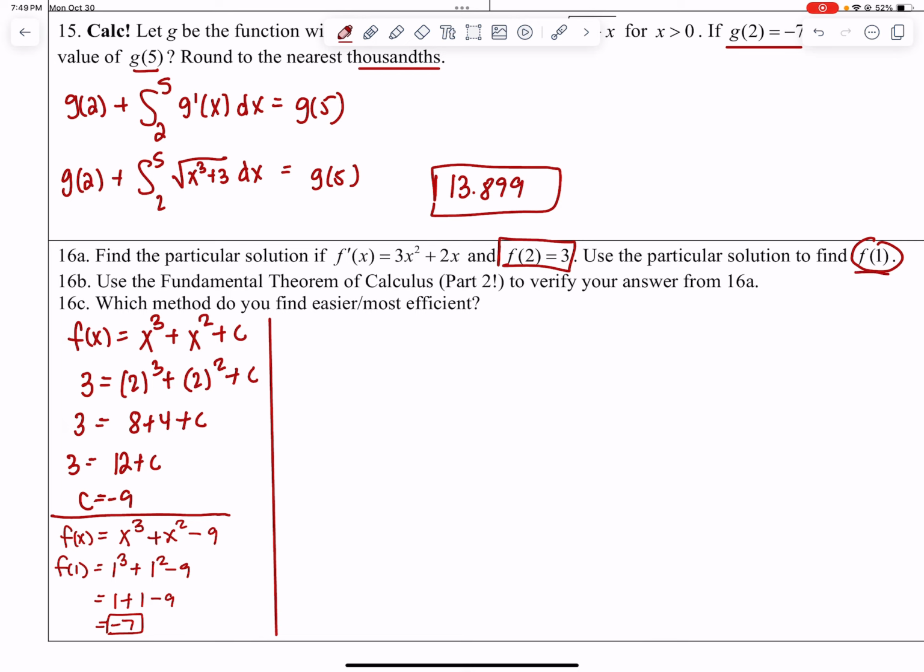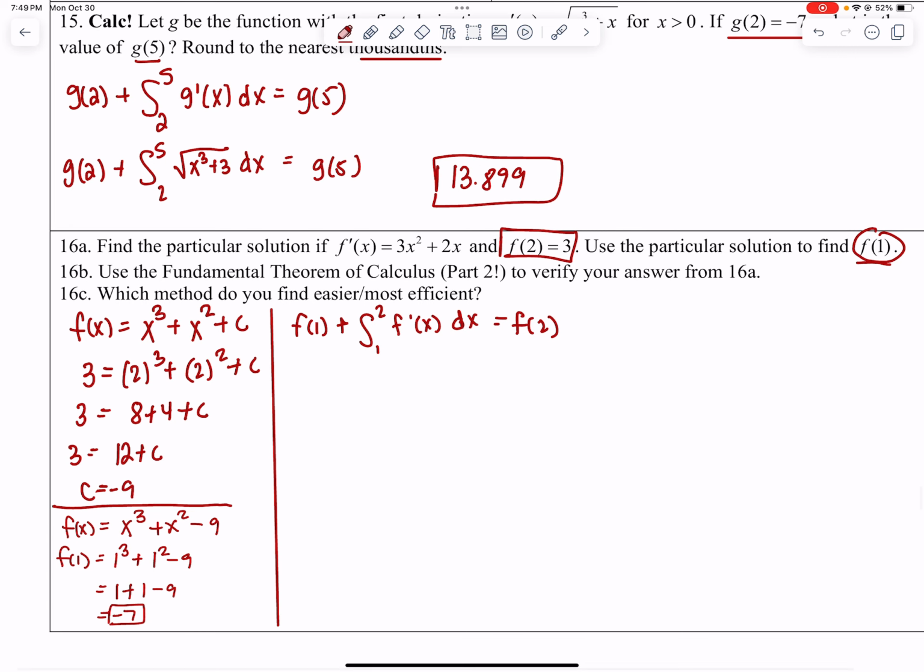We have f of 1 and we have f of 2. Since 1 is less than 2, we know that we are going to have f of 1 as my accumulating starting point, what we're going to have to find first, plus the integral from 1 to 2 of f prime of x dx. And then this is going to be equal to f of 2. All right, so this right here is essentially f of 1 plus the integral from 1 to 2 of 3x squared plus 2x dx is equal to f of 2.